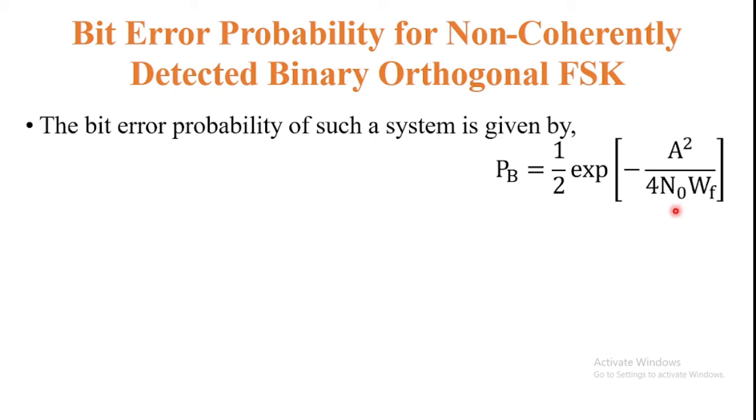This equation states that the error performance of the non-coherent binary FSK system depends on the bandwidth of the filter W suffix F. The error probability decreases with decrease in filter bandwidth W suffix F. So this expression is valid only when the inter-symbol interference is negligible.